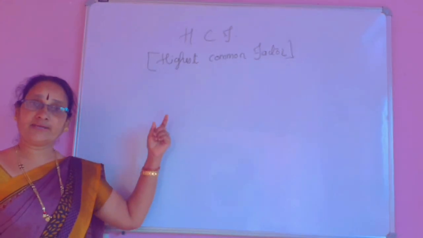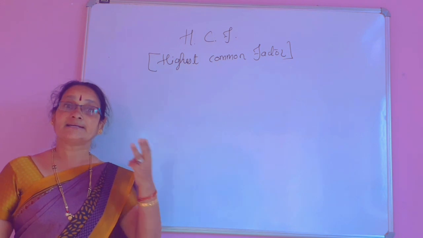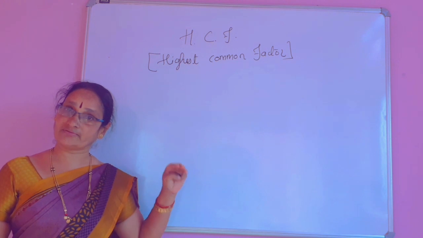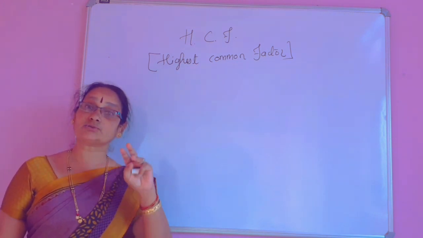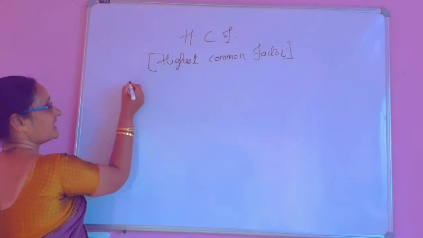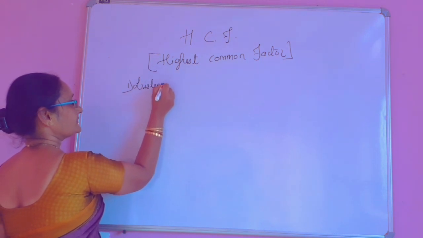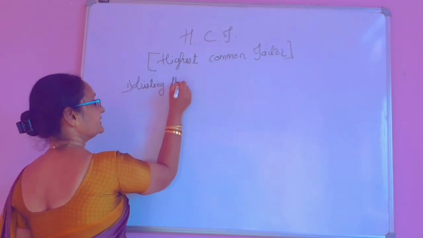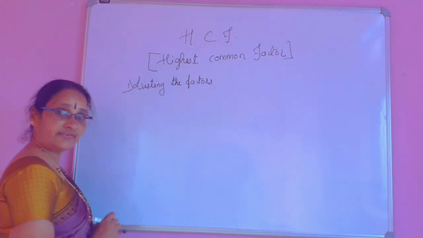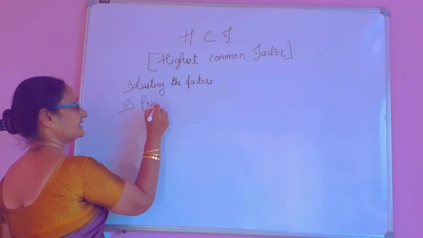Here, if we are finding out the HCF of two or more numbers, there are three methods. How many methods are there in finding the HCF of given numbers? There are three methods. Which are the methods? The first one is listing the factors.